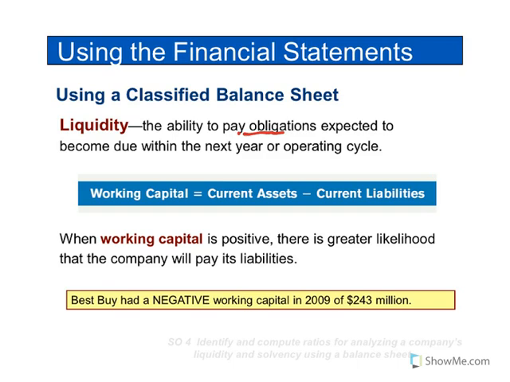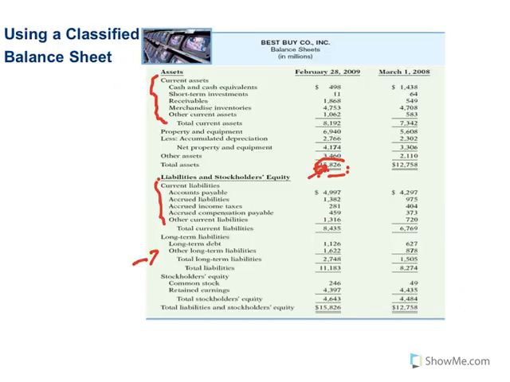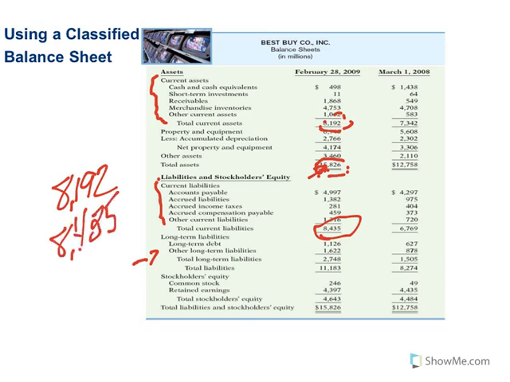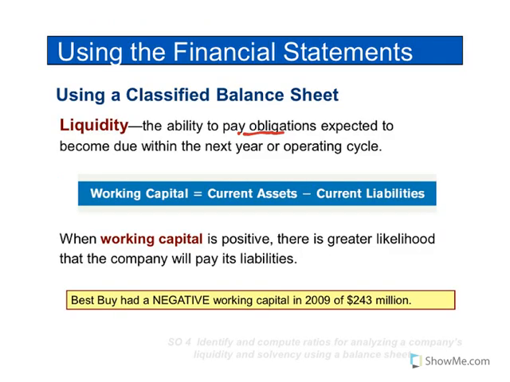So let's go back and look at Best Buy. Current assets in 2009 were right here, 8,192. But look at the current liabilities, 8,435. So they have more liabilities than they have in current assets. And so the difference between the current assets and the current liabilities is what is called in business working capital.